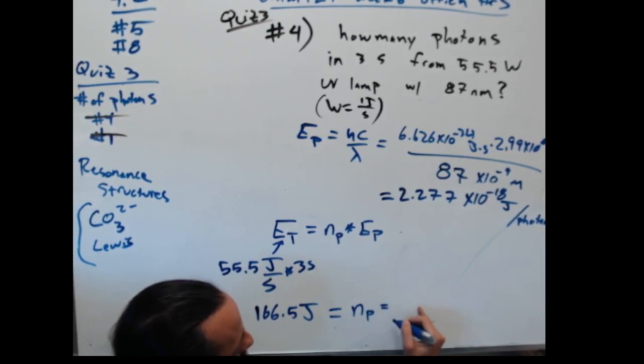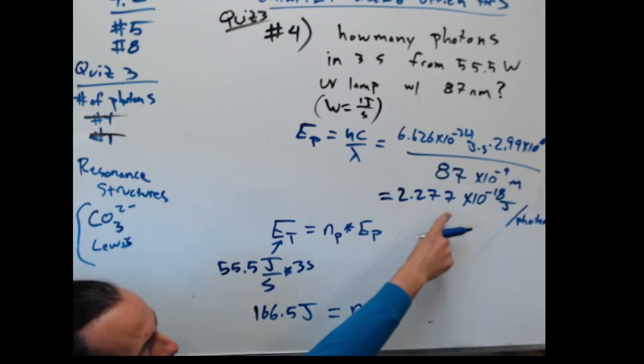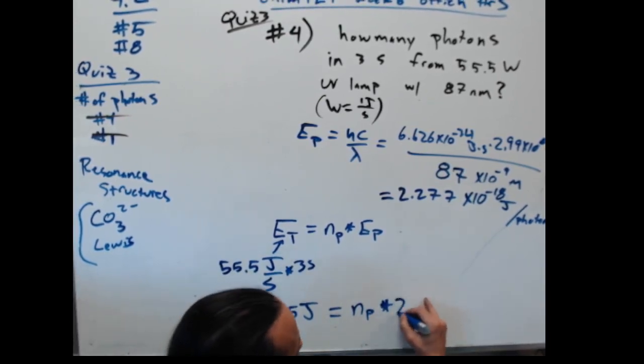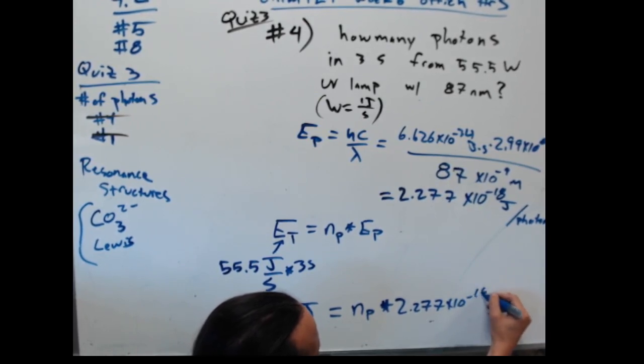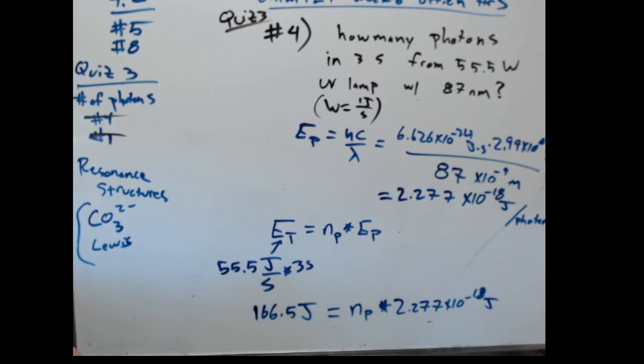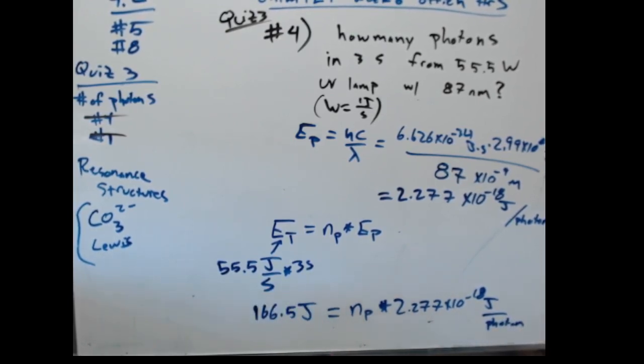My number of photons that I'm going to have is going to be, to get that total amount of energy, I need a certain number of these photons. So I'm going to have 2.277 times 10 to the minus 18 joules. Units of joules will be canceled out. I'll be left with a number of photons. Again, it's implied that this is joules per photon because that is the energy of a single photon.